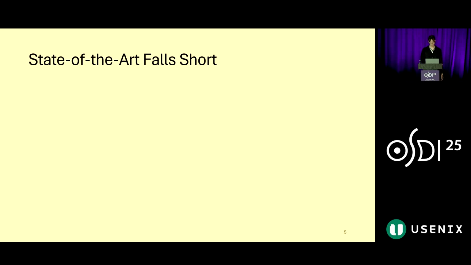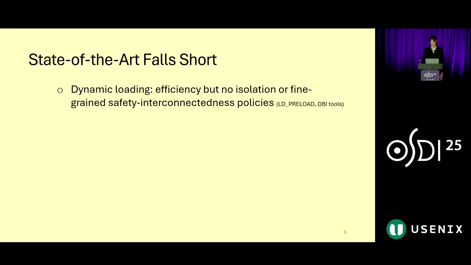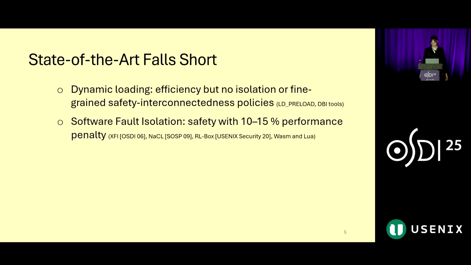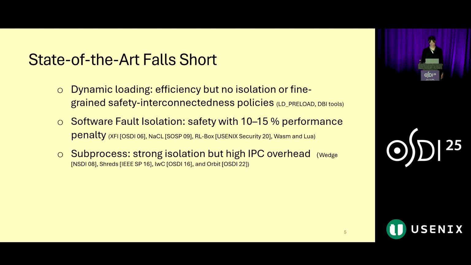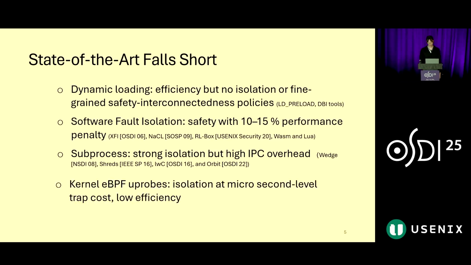Unfortunately, existing approaches cannot satisfy all the requirements at the same time. Dynamic loading and native execution achieve better speed by providing no isolation or fine-grained safety and interconnectedness trade-off policies. Software fault isolation systems like WebAssembly and Lua deliver safety but carry 10 to 15% performance penalties. Sub-process isolation ensures separation but has higher IPC overhead. We also noticed eBPF in the kernel can be used for user-space extensions. But kernel eBPF uprobes offer isolation but trap into the kernel on every invocation, making them less efficient.